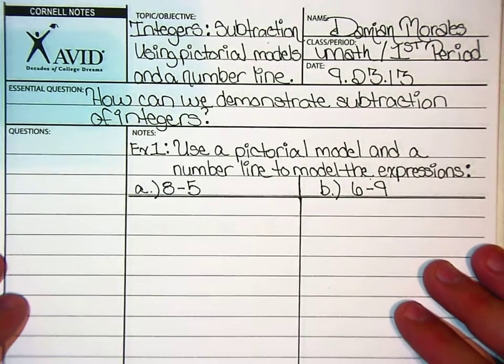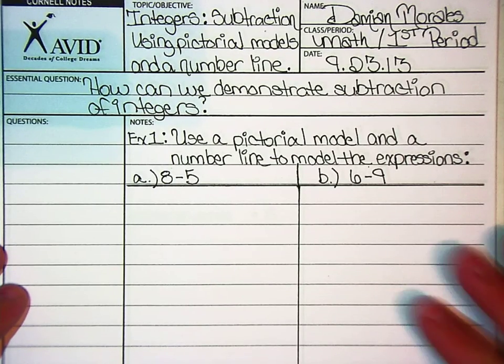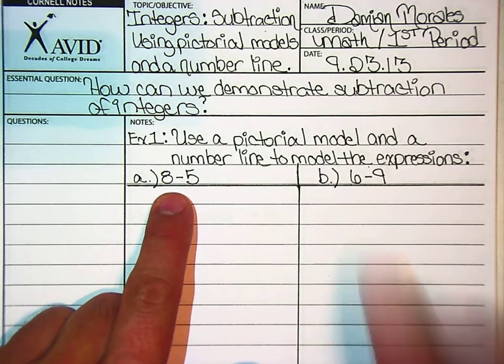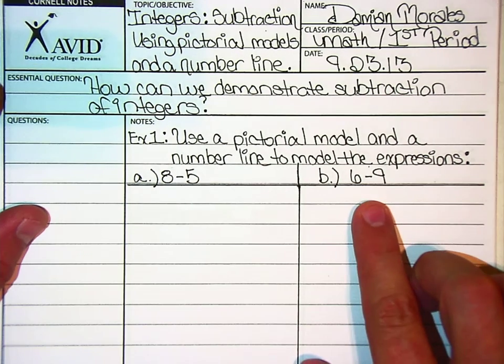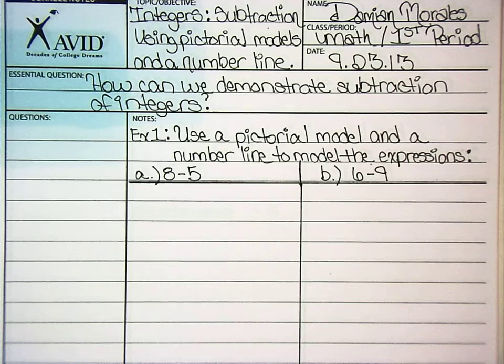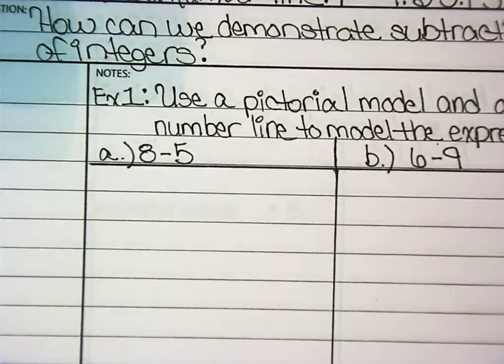Example 1 says, use a pictorial model and a number line to model the expressions. Expression A is 8 minus 5. Expression B is 6 minus 9. Now, in the previous notes with addition, we began modeling using the integer chips, the circles with pluses and minuses inside them, and we'll do the same thing here. So let's begin with example A, 8 minus 5.